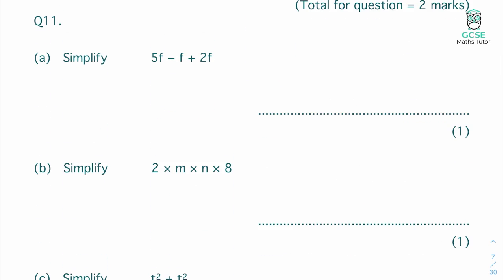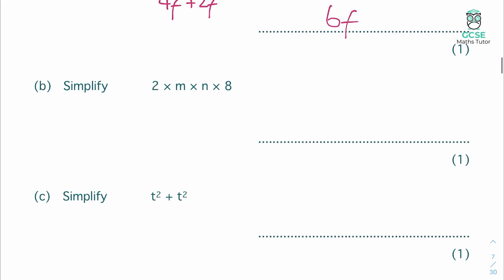Okay, so we've got some simplification with algebra. So 5f take away 1f would be 4f. So at this point, by this point here, we've got 4f. Then we're going to add 2f to that, so in total, that is 6f. On to the next one.